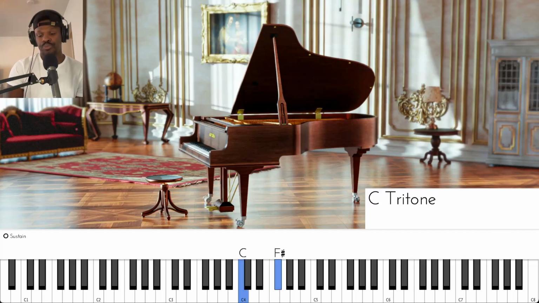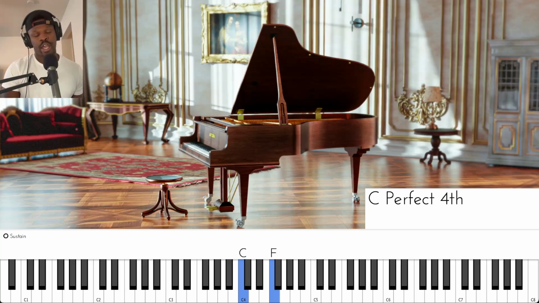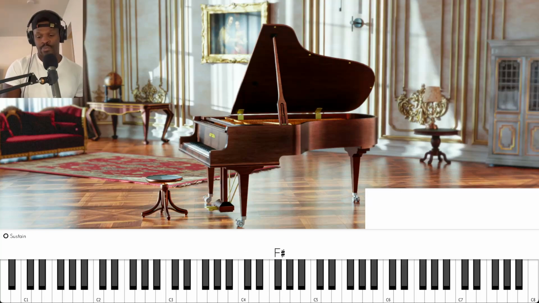Anyway, so this can be considered a diminished fifth. Okay, 1, 2, 3, 4, 5. This is my 5th note, right? Diminished just means I walk down or go to the left a half step. Okay, and that gives me my F sharp, or an augmented 4th. 1, 2, 3, 4. This is the 4th note. Augmented just means I go to the right or up the scale a half note. So that gives me a C tritone. Okay, so they're easy to comprehend.